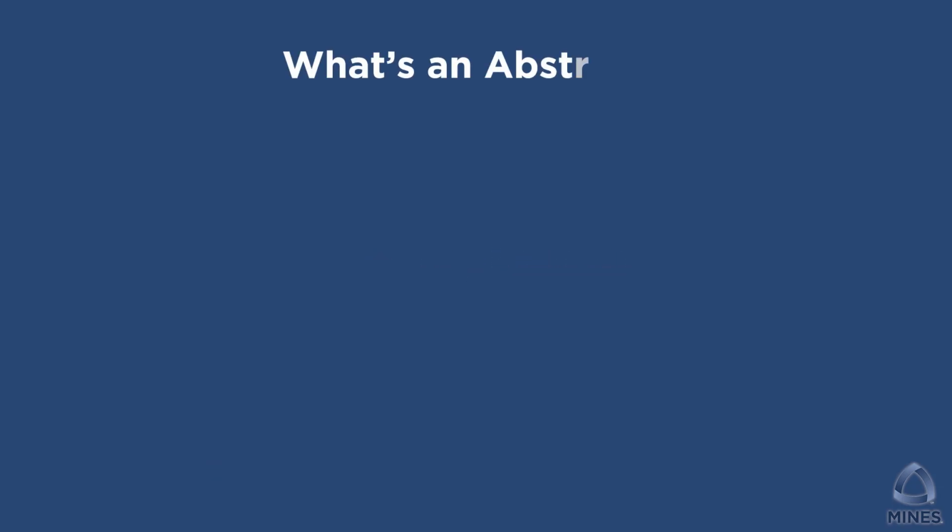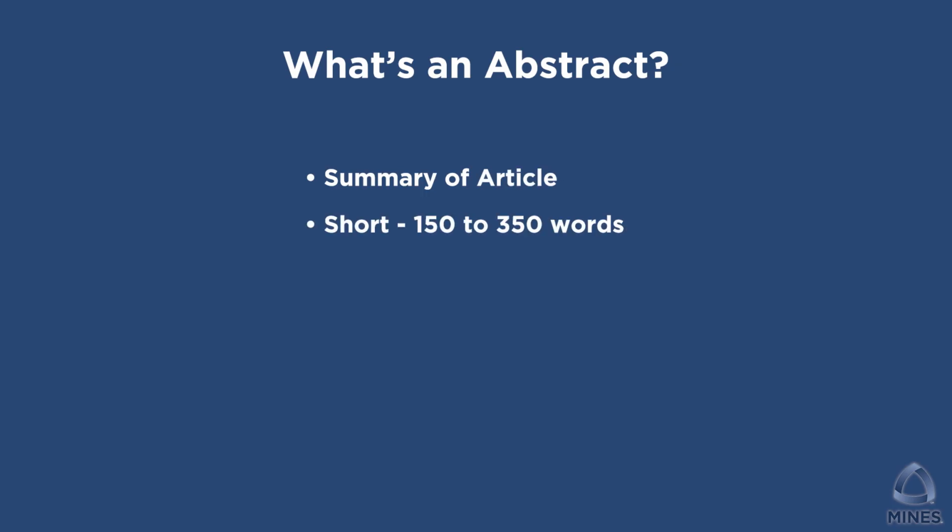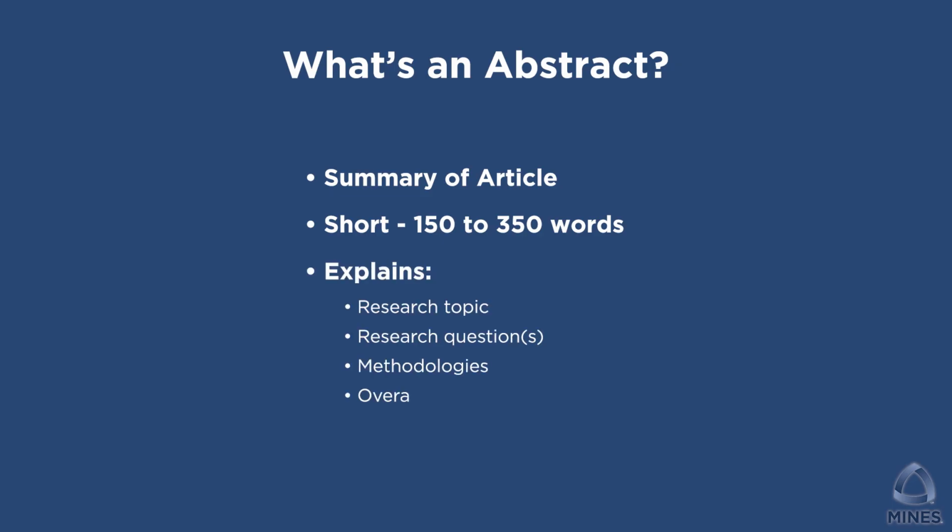Your abstract is a summary of your research paper that can range anywhere from 150 to 350 words. Your abstract should explain the research's topic and the research question or questions that you, the researcher, pose. You should explain your methodologies and your overall findings in the research paper.